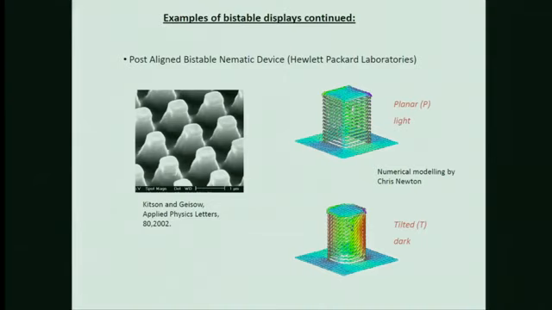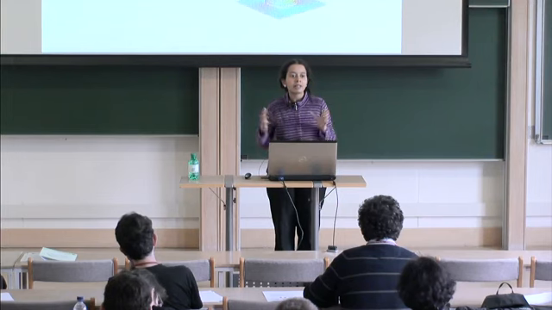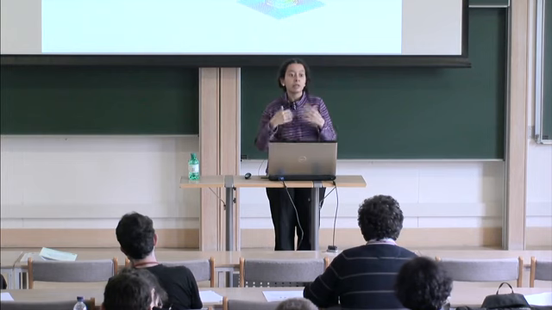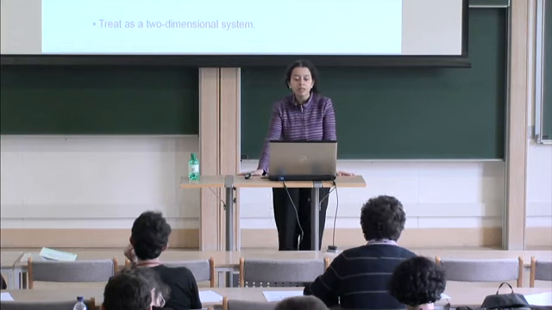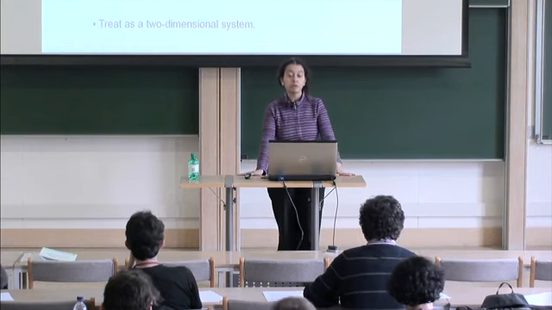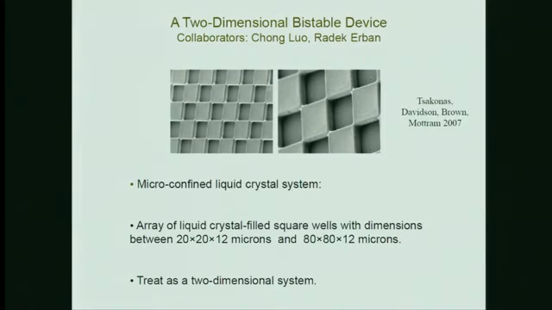So it's bistable because it can support topologically distinct local energy minimizers. And because these states are topologically distinct, they're naturally separated by an energy barrier, which in turn leads to their long-term stability in the absence of an electric field. For the rest of the talk, I'm going to talk about a two-dimensional planar bistable liquid crystal device. This was first reported in a paper by Tsakonas, Davidson, Brown, and Mottram. So this is really what motivated our work.